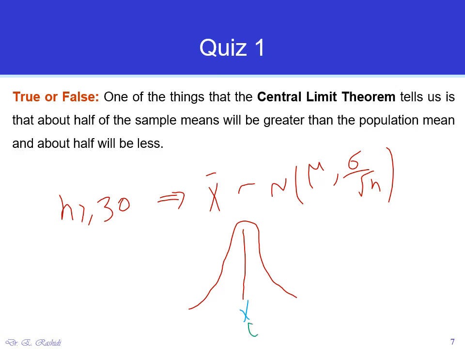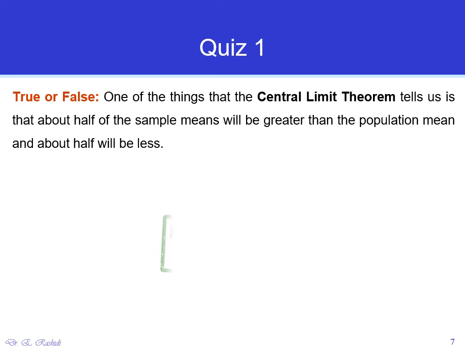So mu is also our median. And median means that half of the data. So mu is also equal to the median. That means that half of the data on the left, half of your sample means is less than mu, and the other half is greater than mu. So this means this question states the right proposition.